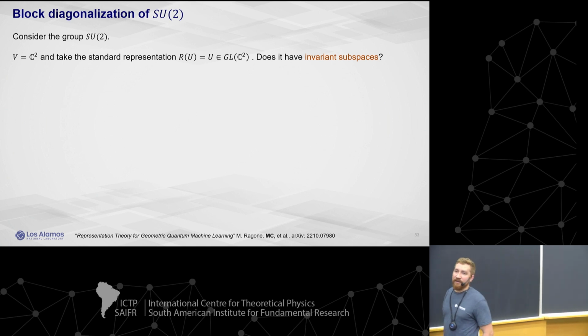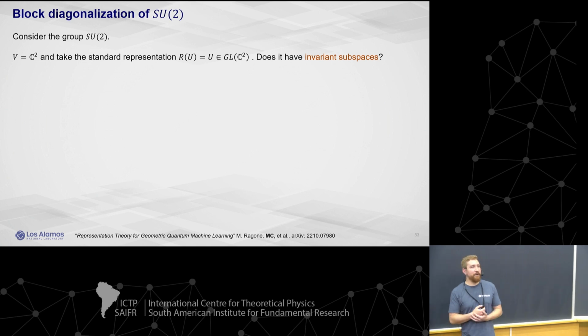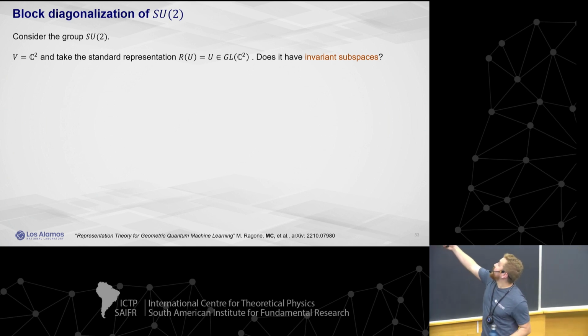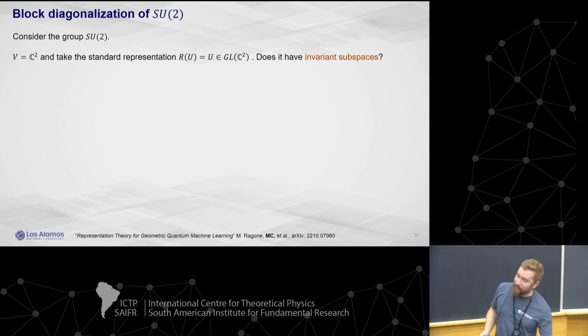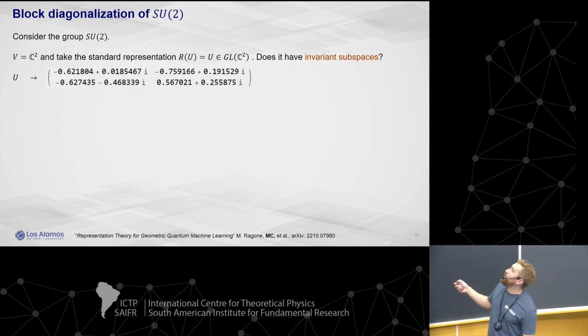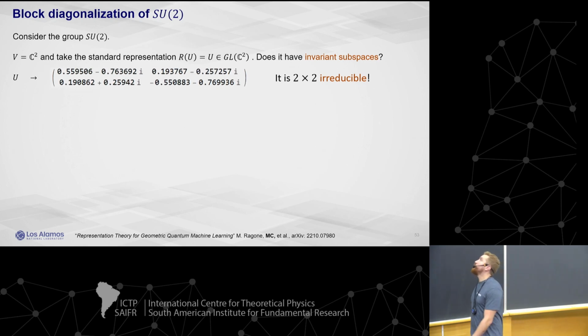Now you can ask the question: if I give you a single qubit Hilbert space and I apply unitaries, will they have invariant subspaces? Would you expect them to have invariant subspaces? If I give you a single qubit state, is there another state that I cannot reach by applying a unitary? Yeah, exactly. There's no such state. And you might say, maybe let me sample a bunch of unitaries uniformly from the unitary group and try to find if maybe there is one that is, in some change of basis, block diagonal. Well, they're not, and this is because it is a 2 times 2 irreducible representation.